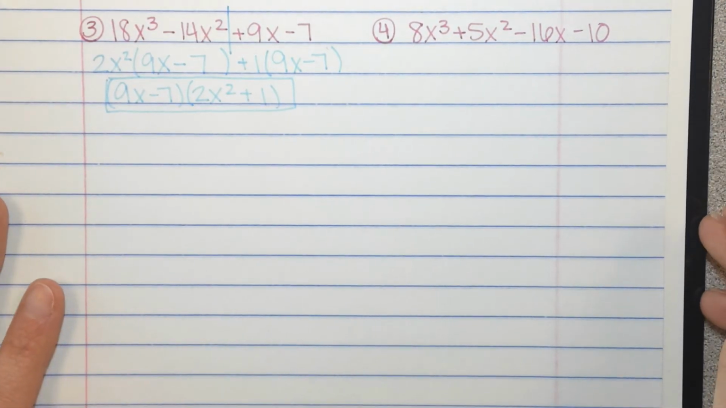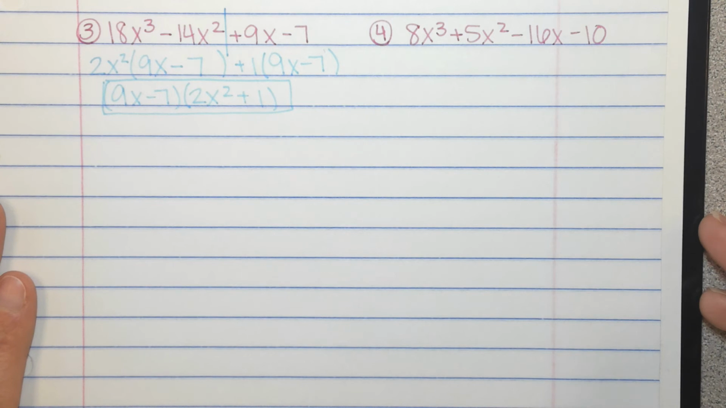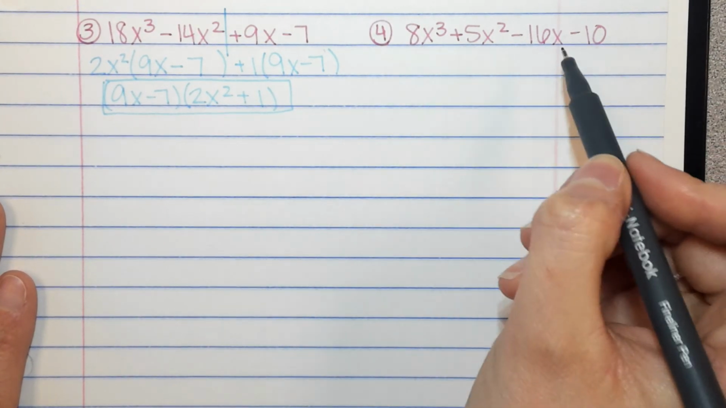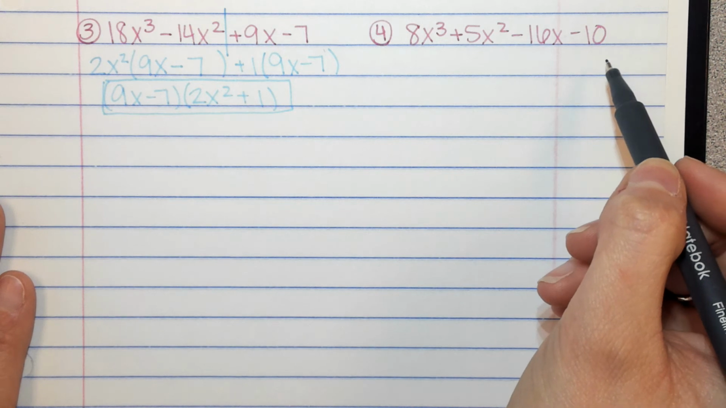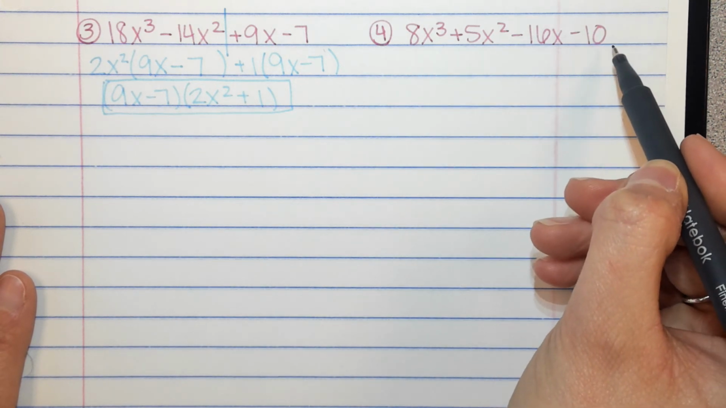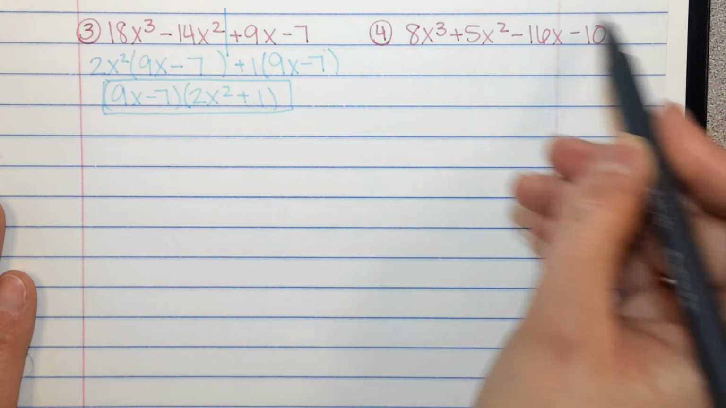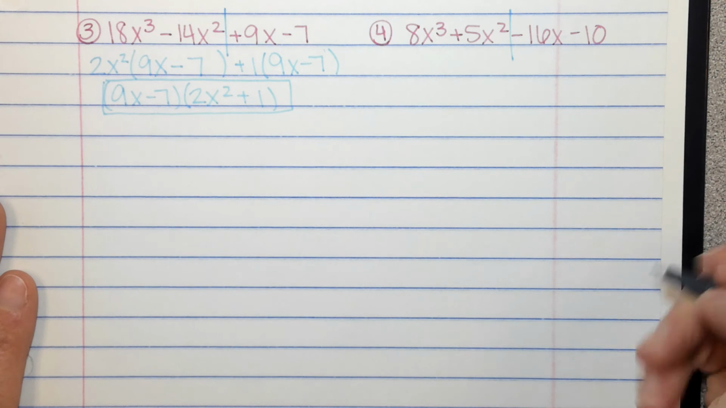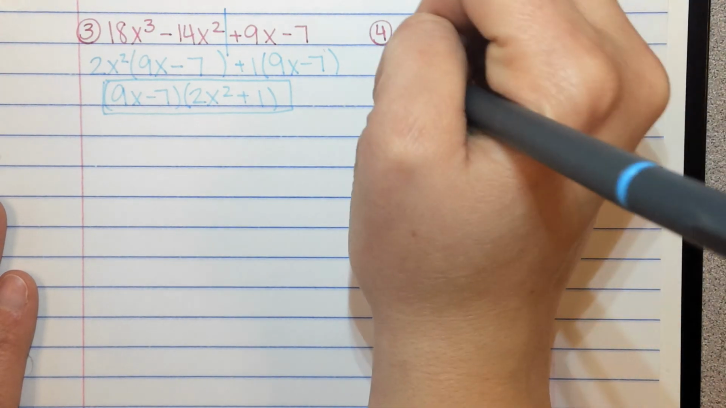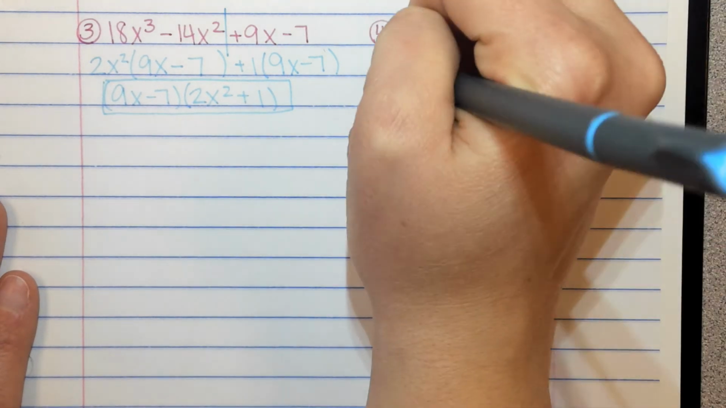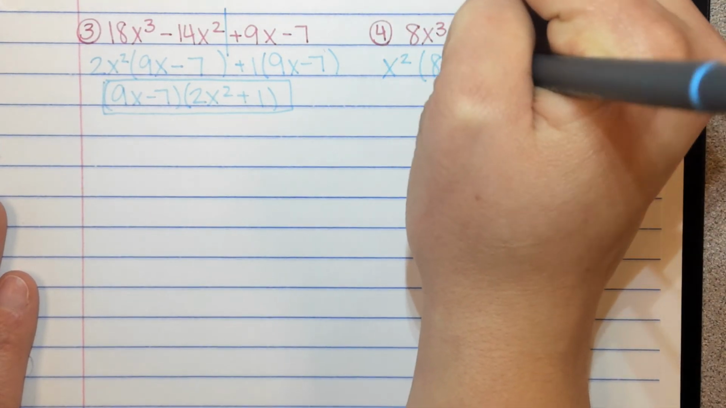All right. Number 4 is similar. 8, 5, 16, and 10, there's not really a GCF we can pull out. All of the terms don't have an x, so we're not going to have a GCF of the whole entire thing, so we can go straight to splitting it in half. So 8 and 5 is 1. X cubed and x squared is x squared. Okay, so I'm going to be left with 8x plus 5.